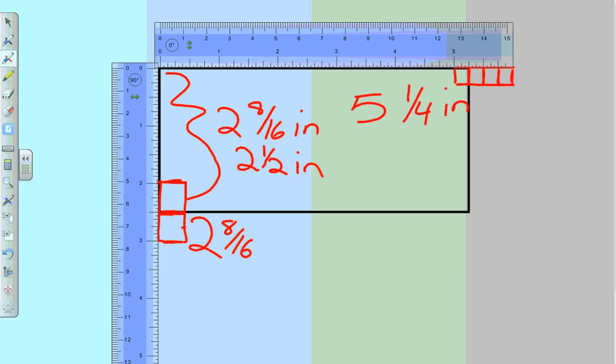Now, see if you can solve that problem with the length of 5 1/4 inches and the width of 2 1/2 inches. All right, have a good one.